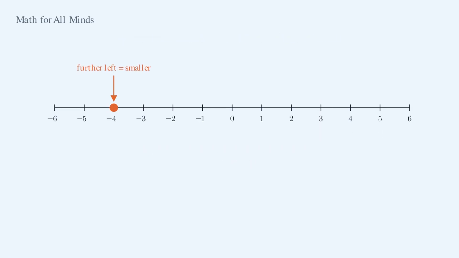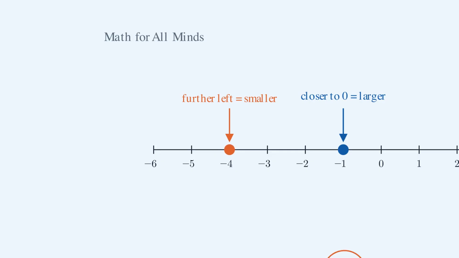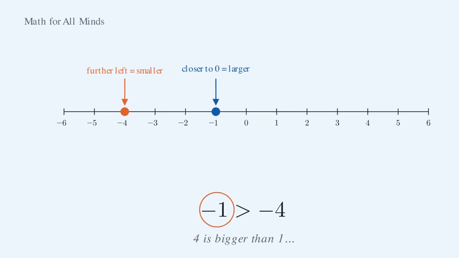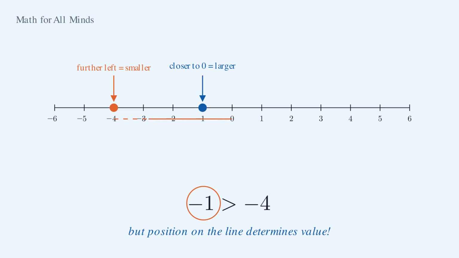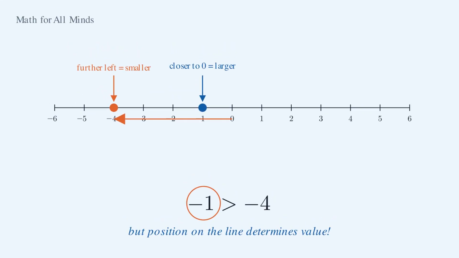-1 sits to the right of -4 on the number line. So -1 is greater than -4. This can feel strange at first. -4 sounds like a bigger number because 4 is bigger than 1. But on the number line, -4 is further from zero on the left side, which makes it smaller.